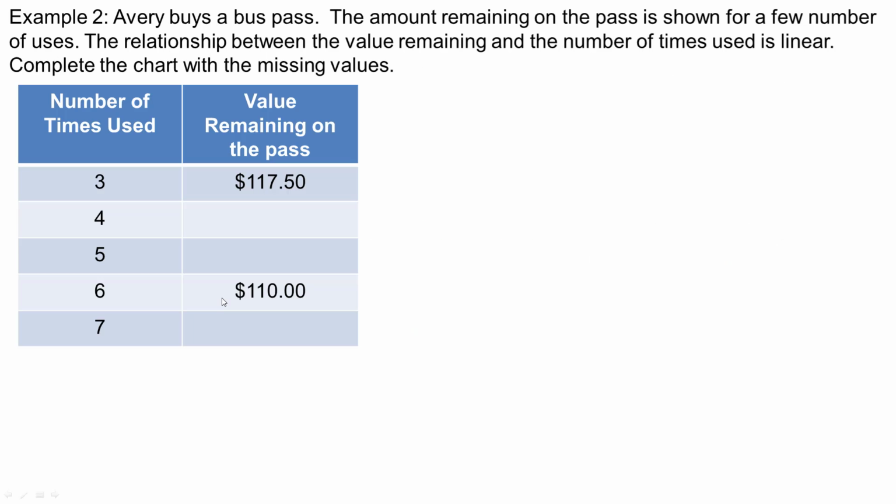Example number 2: Avery buys a bus pass, and we're given this table. The amount remaining on the bus pass is shown for a few numbers of uses. So for 3 uses, we're told that she has $117.50 left. For 6 uses, there's $110 left. And we're told that the relationship between the value remaining and the number of times used is linear. So we're asked to complete the chart with the missing values, so to find these 3 values.